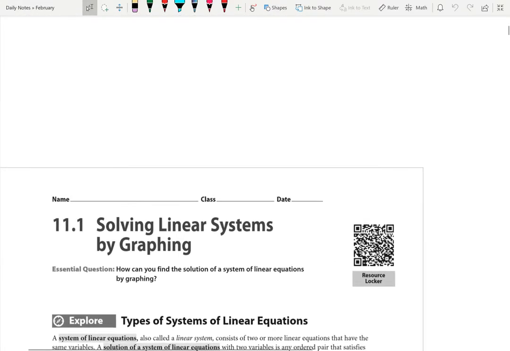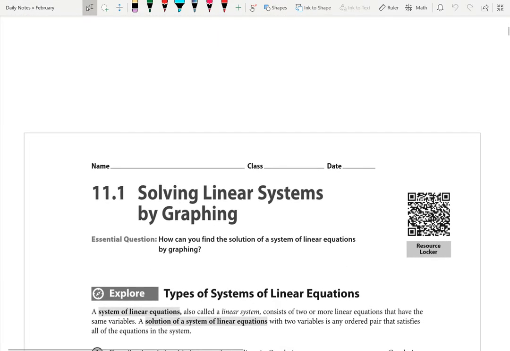Okay, Algebra 1, we are moving on to a new chapter, graphing, solving linear systems by graphing. Now, we've talked about graphing lines before, and this is not any different. So this is not new material at all. This is all 100% recycled material. None of it's actually new.